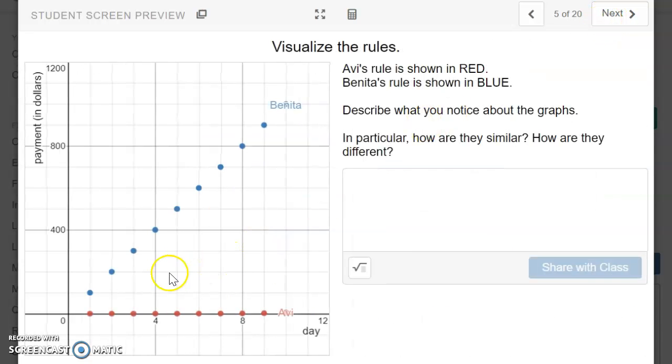Okay, and then the points have been plotted for us according to the numbers that you plugged in. Avi's rule is shown in red, and Benita's rule is shown in blue. Describe what you notice about the graphs. In particular, how are they similar? How are they different? Looking at this, how are they similar? They both look like they're going to form a straight line. So I might say that.